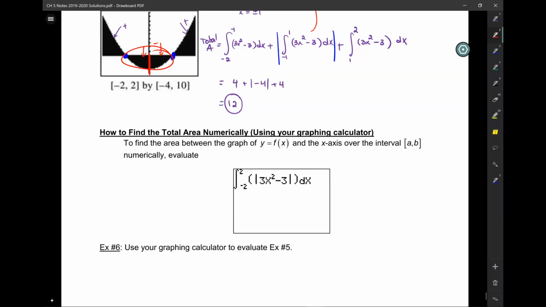And then to do it on your calculator, if you want the total area, right? Not just area, but total area. Numerically, using your calculator, you have to find the integral of the absolute value of the function. Okay? So later on, when we're talking about total distance versus displacement, this is it. This is what we're going to do, right? We're going to take the integral of the velocity or the absolute value of the velocity, and that's going to be the difference between one or the other. All right?